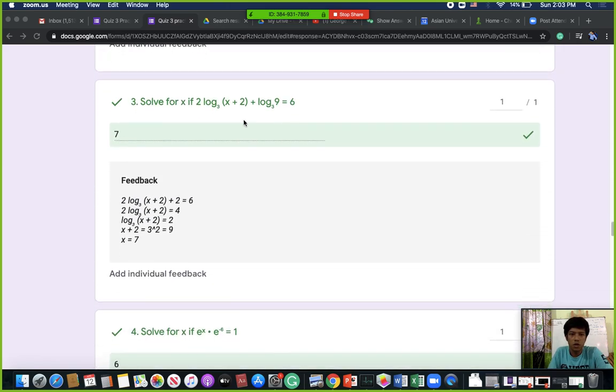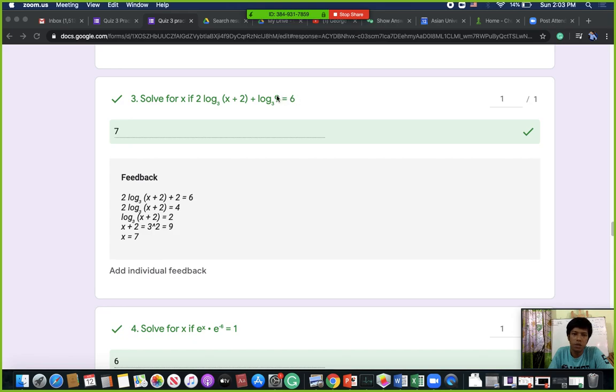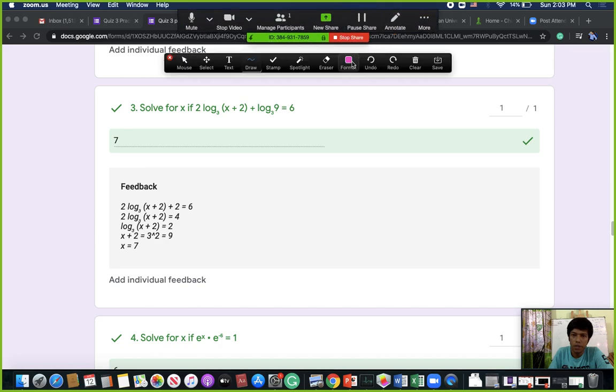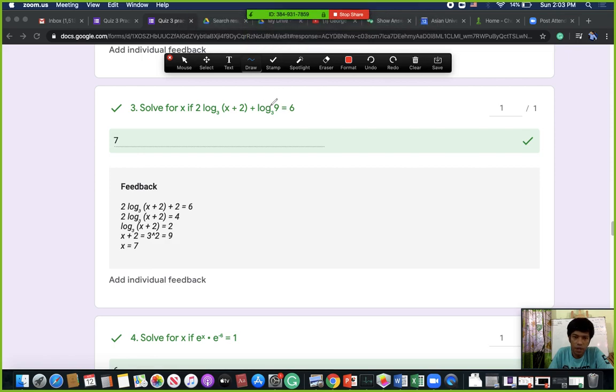Next math: solve x if this is equal to, we have to solve it. First notice that the concept of this math is also similar. See, for this portion here, log 3 base what? 9. So 9 means what? 9 means 3 square.